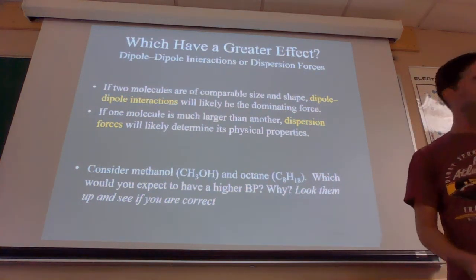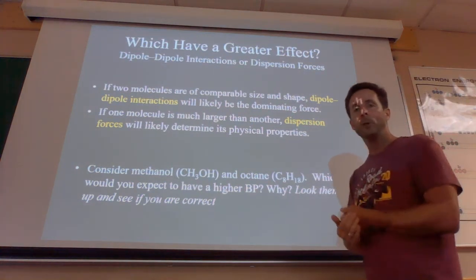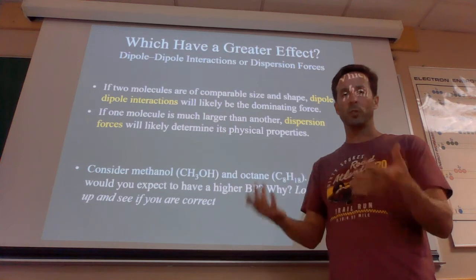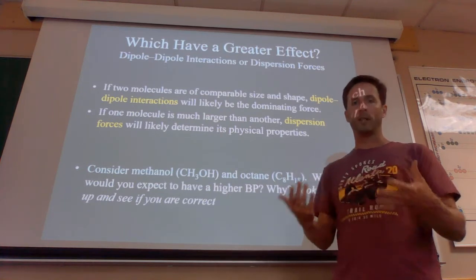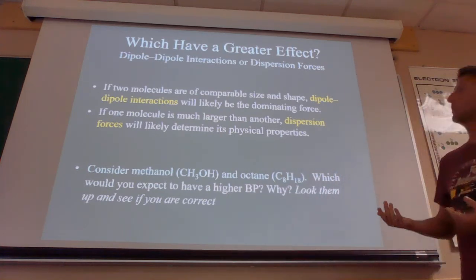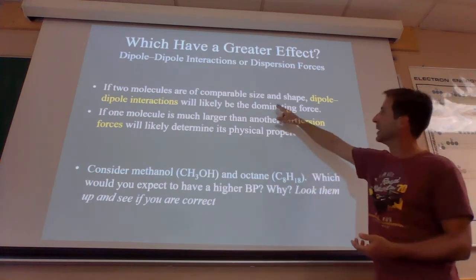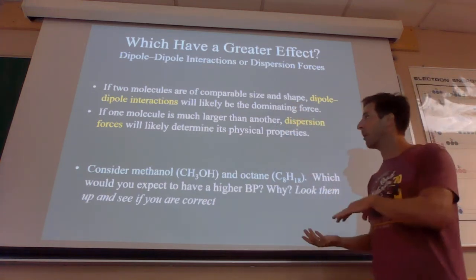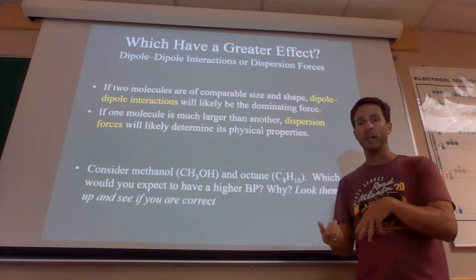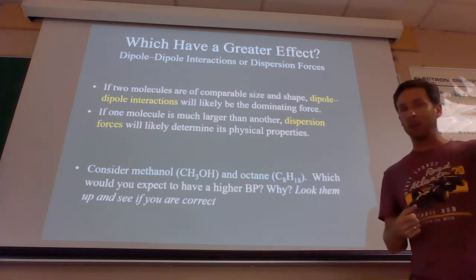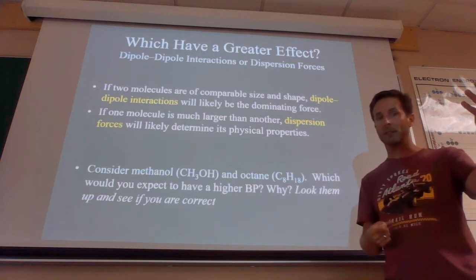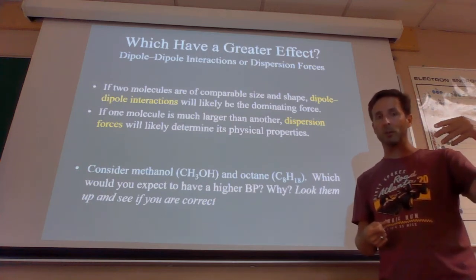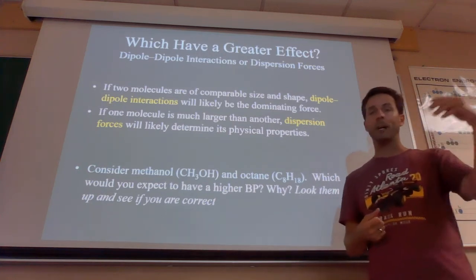Okay, so now I'm on the next slide. We do have cases, though, where our rules that we're trying to apply don't work as well. If two molecules are of similar size and shape, and one's polar and one's nonpolar, then we're going to assume that if they're about the same size, the polar molecule is going to have stronger attractions between the molecules, which means it'll have a higher melting point and higher boiling point.